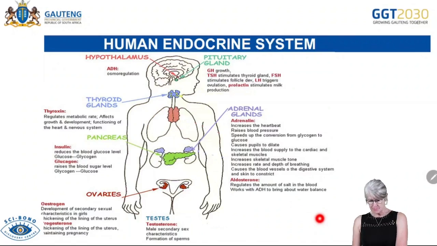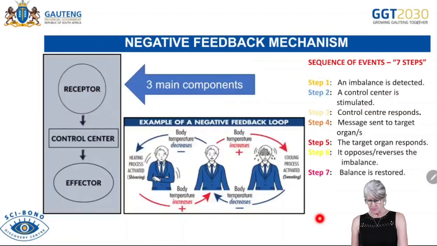So first of all, the hypothalamus of the brain produces ADH, and its function is osmoregulation. Then the pituitary gland produces growth hormone, TSH, FSH, LH, prolactin. We're going to look at the thyroid gland, which produces thyroxine, the pancreas, which produces two hormones, insulin and glucagon, the adrenal glands, which produce adrenaline and aldosterone, and then in females, the ovaries, which produce estrogen and progesterone, and the testes in males, which produce testosterone. Okay, so you need to know those hormones.